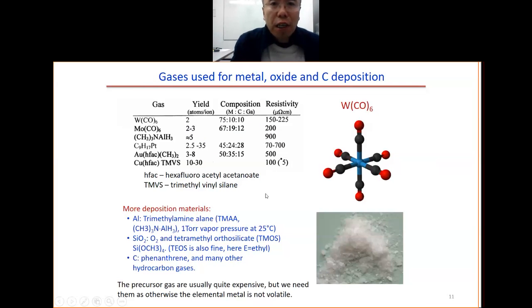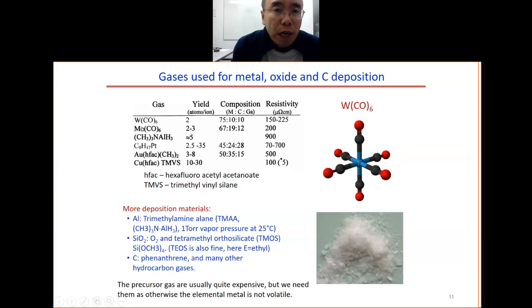Here are the different precursors for the deposition of different materials. For tungsten, we use the gas W(CO)6. You can see this material is not a gas. It is a solid. To make it a gas, we need to heat it up a little bit, then it will form a vapor. This vapor will be used as the precursor gas.